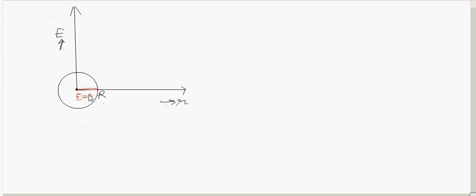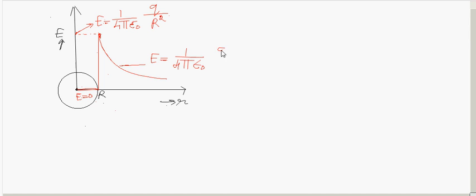And on the shell, it is 1 by 4 pi epsilon naught into Q by R square, for r equal to R. So at this point, E is 1 by 4 pi epsilon naught into Q by R square. And then as r increases, E will reduce. So in this case, E is 1 by 4 pi epsilon naught into Q by r square, or E is proportional to 1 by r square.